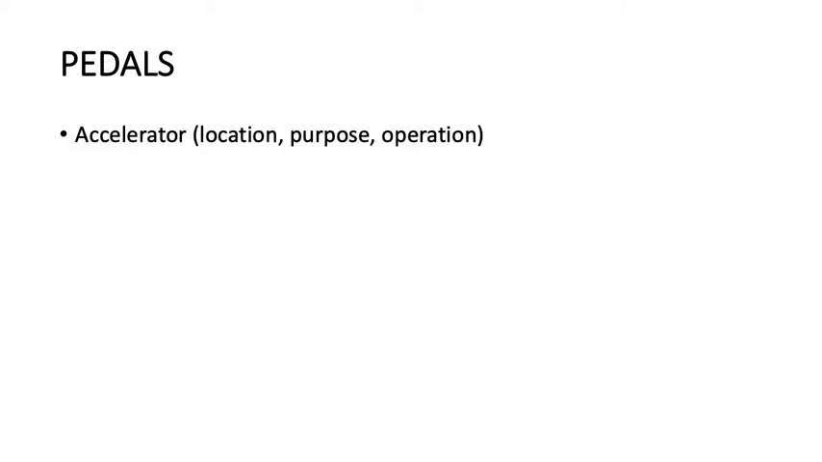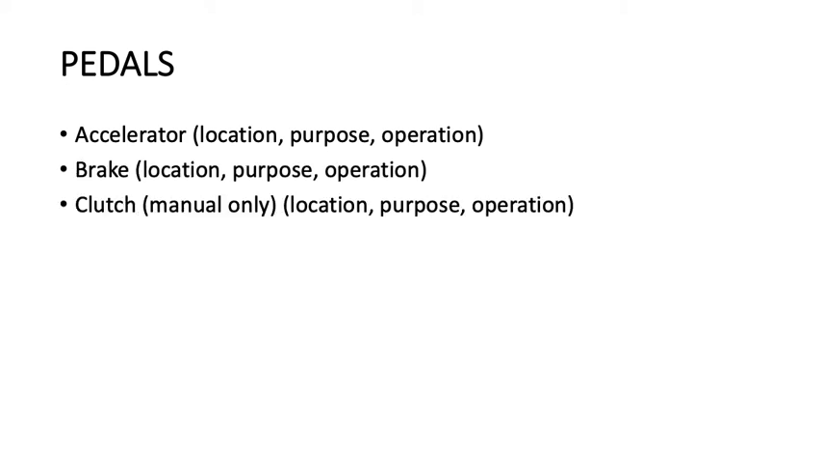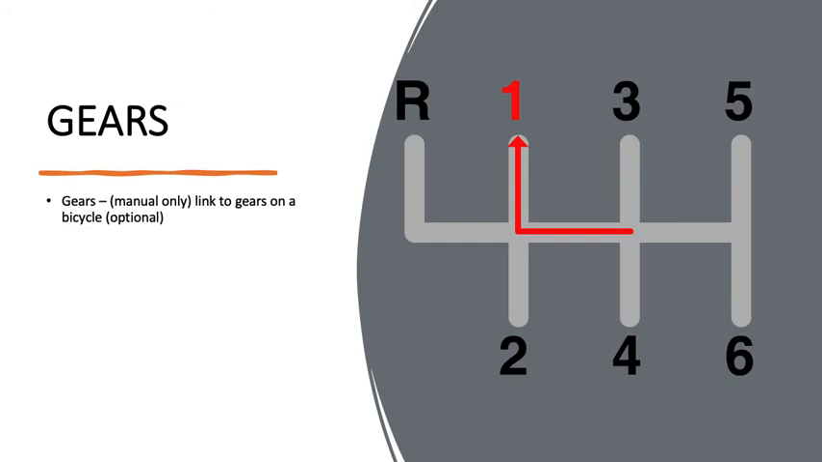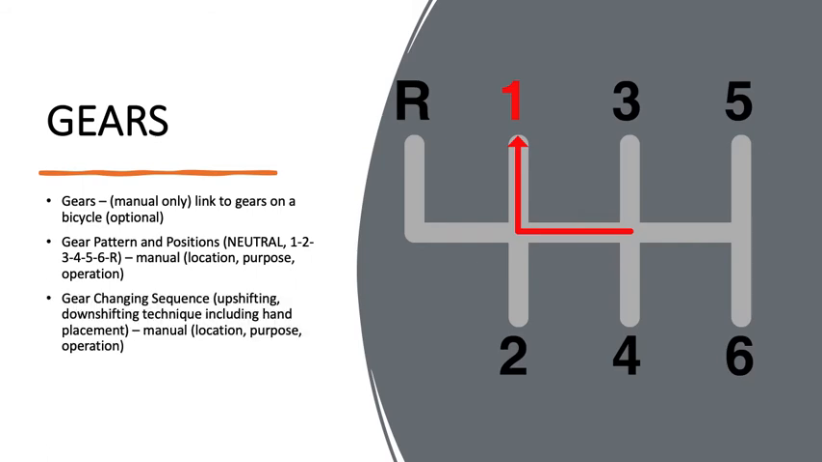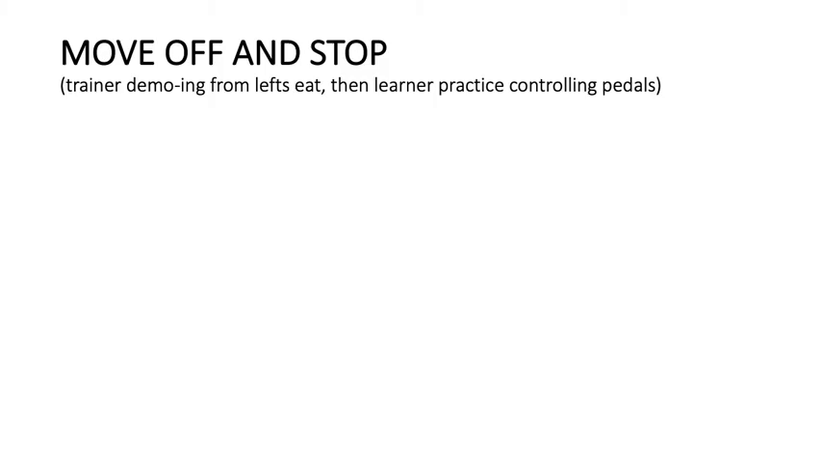The pedals, then I'd be covering, once we've done some steering, the accelerator, the brake, and the clutch, how to use those, and also the gears. Linked to the bicycle. A bicycle's got gears as well, a common one to link to. Go through the gear patterns for a manual instructor, and also the gear changing sequence. And they would do all of that static, so as a show and tell, and same for the automatic as well, static demonstration.